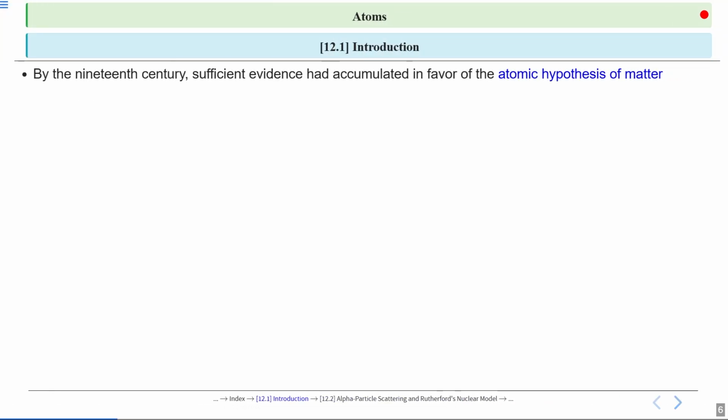Okay, so let's start by looking at how by the 19th century scientists had gathered enough evidence to support the atomic hypothesis of matter. This means that matter is made up of tiny indivisible particles called atoms. Focus on the fact that this idea was not always accepted, but over time experiments and observation convinced scientists that atoms are the fundamental building blocks of everything around us.